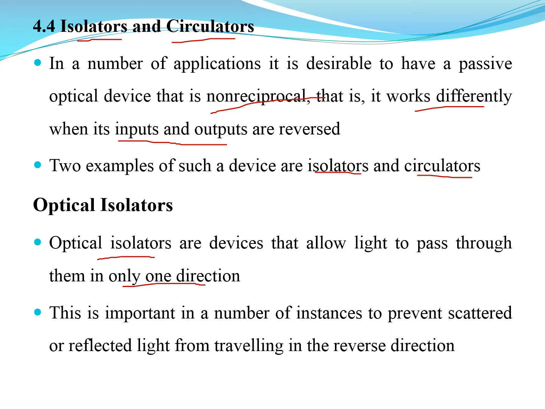This is important in most instances to prevent scattered light or reflected light from traveling in the reverse direction. It should avoid reflection in the material, and it should stop the scattered light from traveling in the reverse direction. So that is the optical isolator.